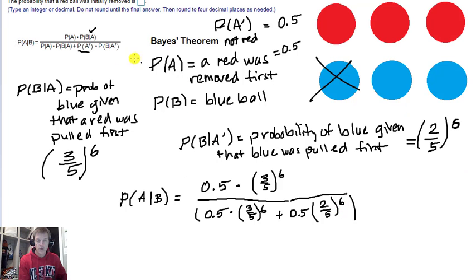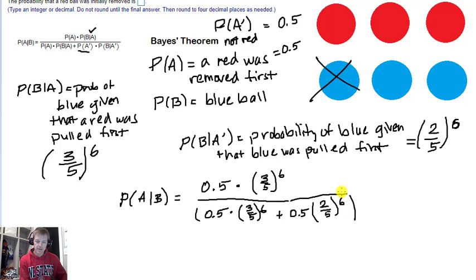So I filled in that formula with all of its constituent pieces. The probability of A is 0.5 times the probability of B given A, which is 3 over 5 to the 6th power, because we're doing it 6 times, divided by 0.5 times 3/5 to the 6th power yet again. It's the same part, and then this different part in the denominator is the probability of not red, which was blue, 0.5, times the probability of B given not A, which is 2/5 to the 6th power.